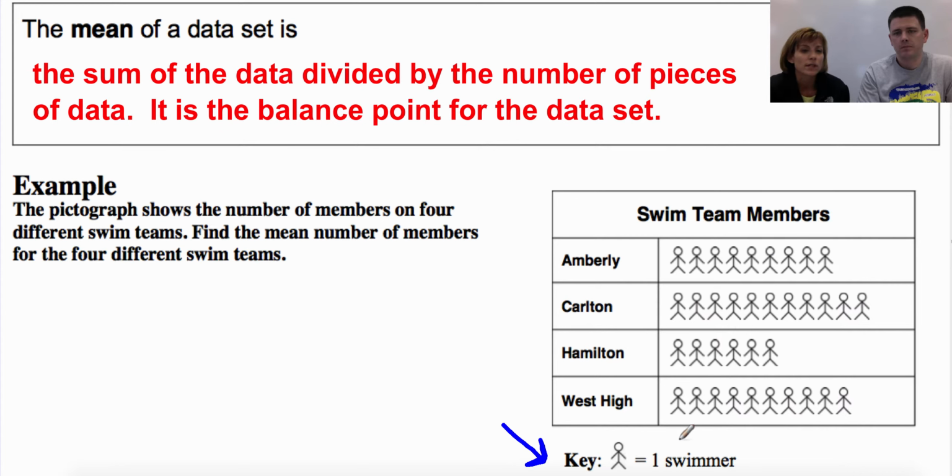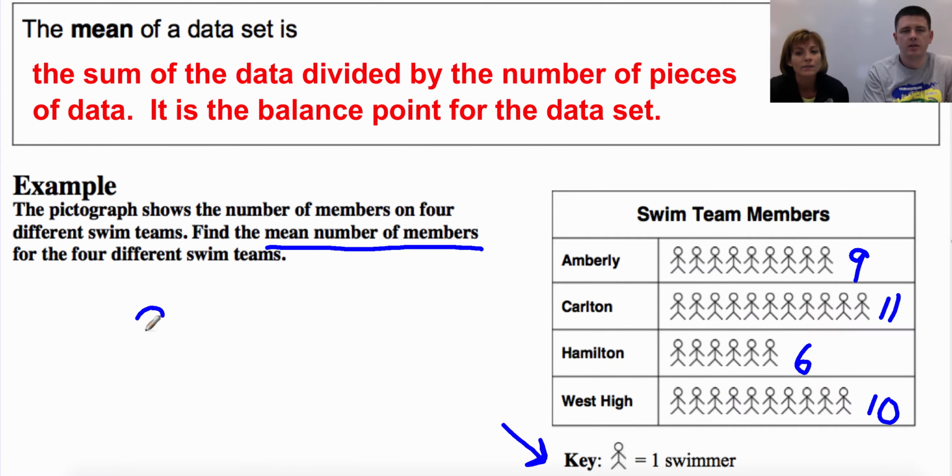The pictograph shows the number of members on the 4 different swim teams. We need to find the mean number of members for the 4 different swim teams. So if each symbol is one swimmer, we look at Amberly and count how many swimmers are under her. She has a total of 9, so there are 9 members on her team. Then Carlton, and we count them up and he has 11. Then there's Hamilton, 3, 4, 5, 6. And West High, looks like 10 for West High.